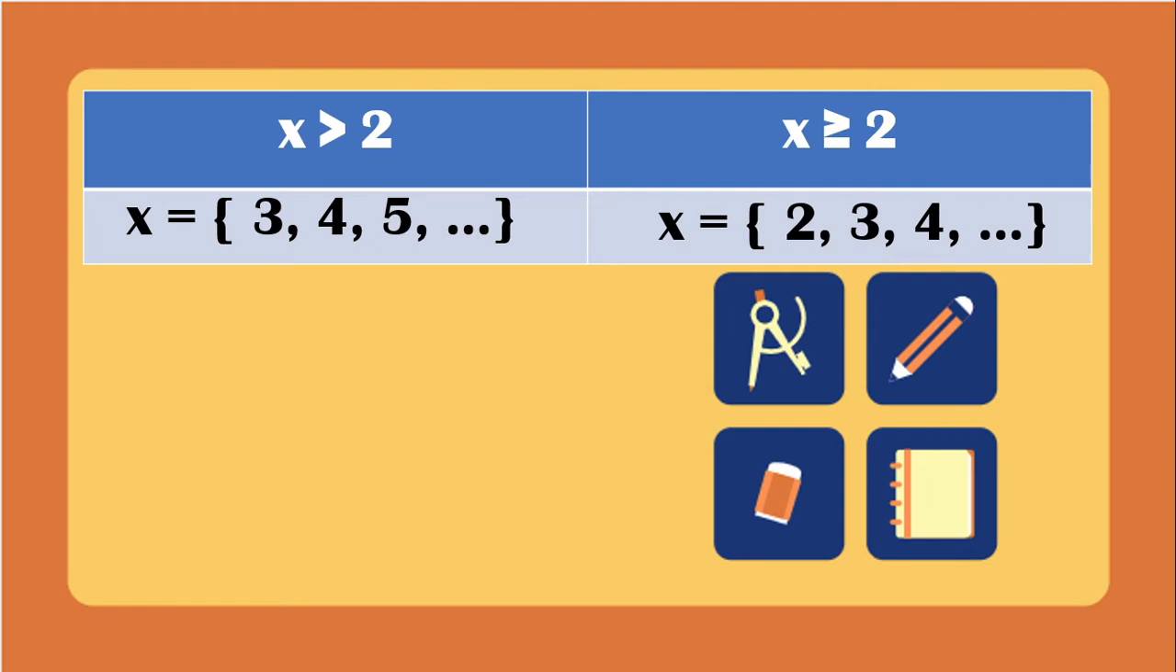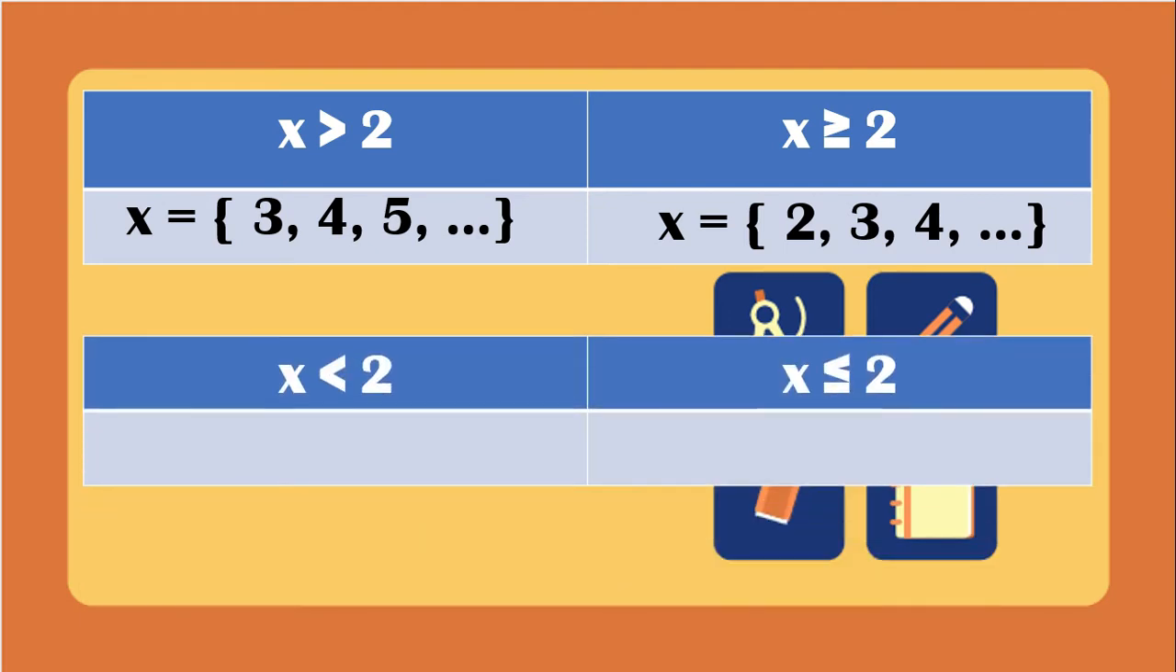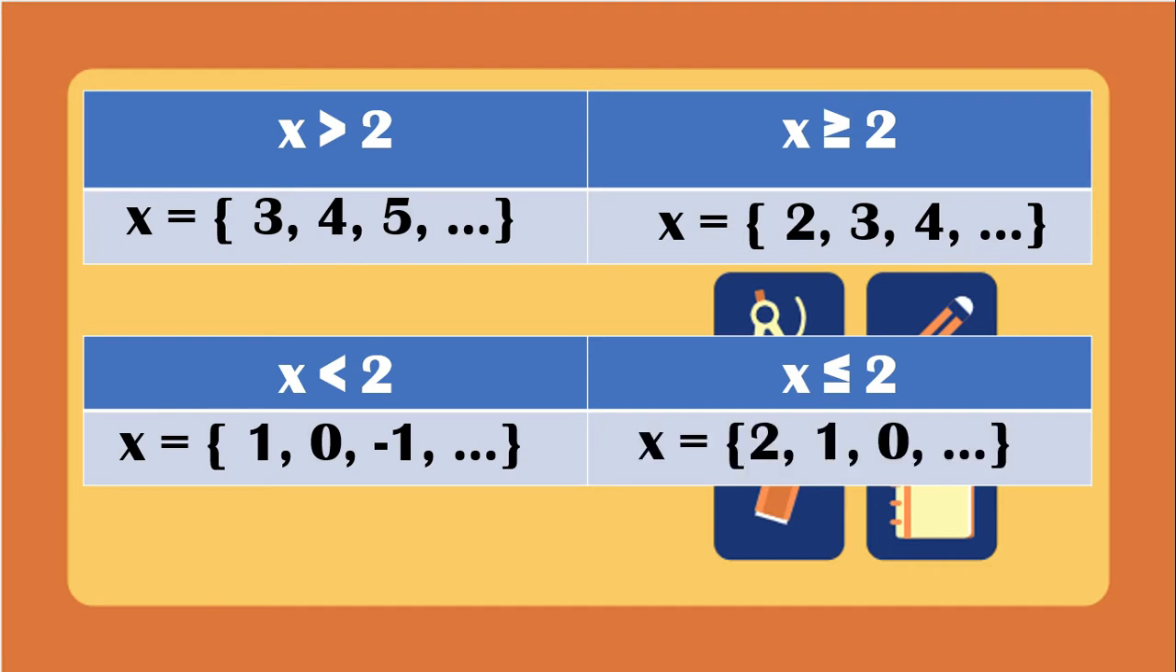How about the third and the fourth one? So we have x is less than 2 and x is less than or equal to 2. For x is less than 2, x is equal to 1, 0, -1, and so on. For x less than or equal to 2, we will include the value 2, 1, 0, and so on. I hope you can identify the difference between the greater than and the greater than or equal to, and also for the less than and less than or equal to.